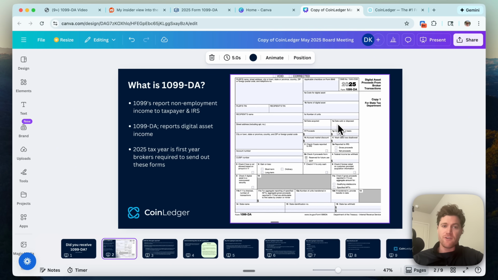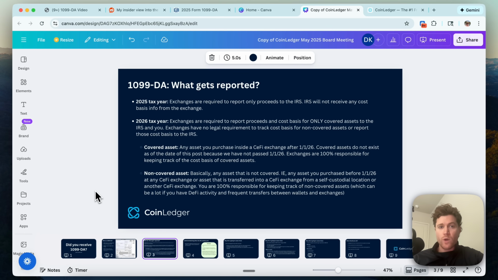So let's dive a little bit further into what will be reported versus what won't be reported on 1099-DA. For the 2025 tax year, exchanges are only required to report your proceeds to you and the IRS. They do not need to report your cost basis information on your disposals. For the 2026 tax year, again, those taxes would be due in April 2027, exchanges are required to report both proceeds and cost basis, but only for what's considered a covered asset.